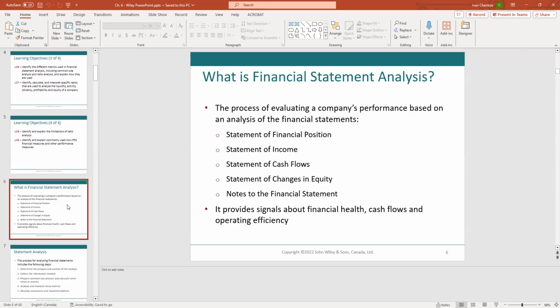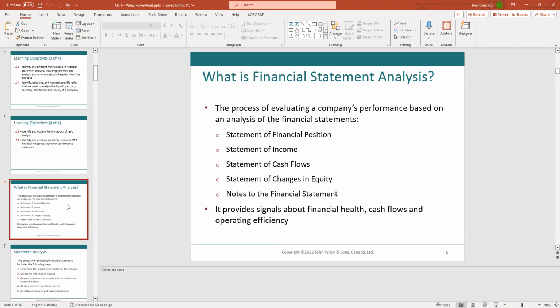So, how are we going to do financial statement analysis? Well, first we have to figure out what kind of financial statements we have available. We're going to have a statement of financial position, which is the balance sheet. We're going to have a statement of income, which is going to show how much sales we have versus expenses. Of course, if the sales are less than the expenses, we're going to have a loss.